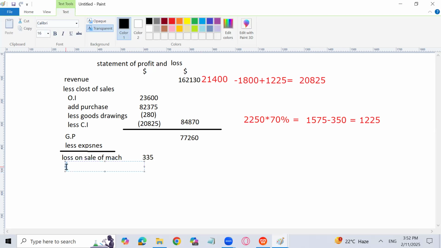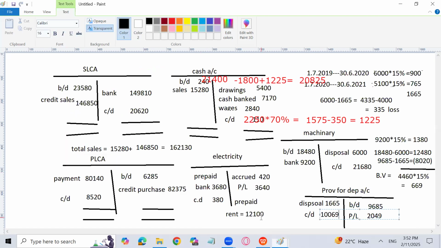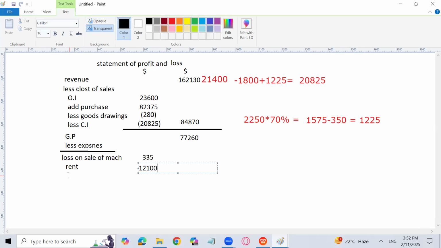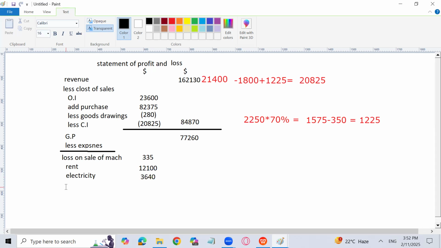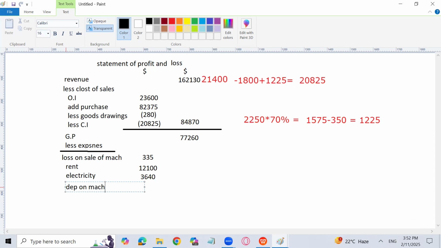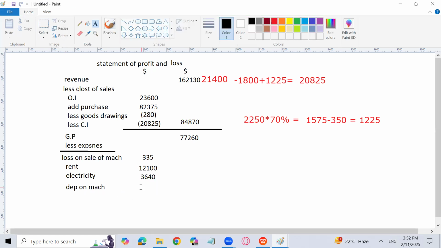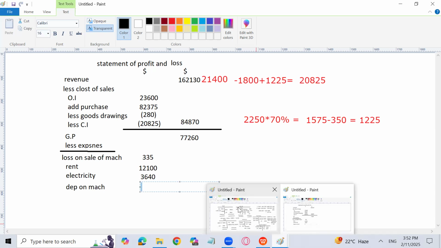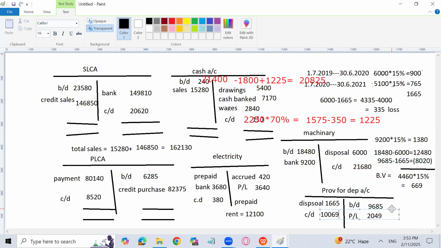Then I will go for the expense of the rent. We have calculated it directly actually. That is 12,100. Electricity is 3640. So let me write 12,100. Then electricity 3640. Then depreciation on machinery we have calculated at the back in the working, and that is 2049.